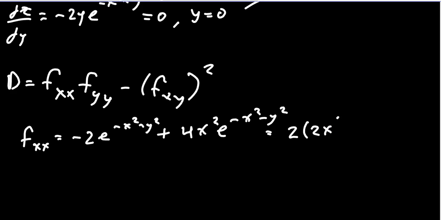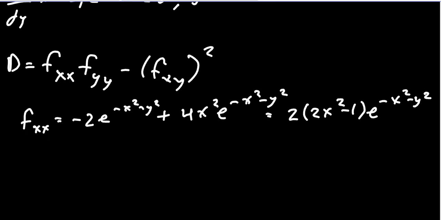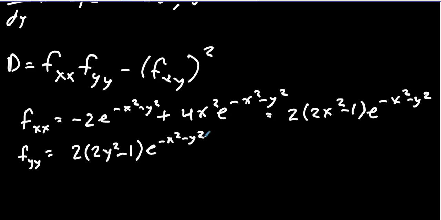So that's the same thing as 2 times (2x squared minus 1) times e to the negative x squared minus y squared. Okay. And for the partial with respect to y, it's going to be the exact same thing, but with y instead, because everything is the same. So it's just going to be 2 times (2y squared minus 1) e to the negative x squared minus y squared. Okay. So everything there is good. You could check that for yourself.